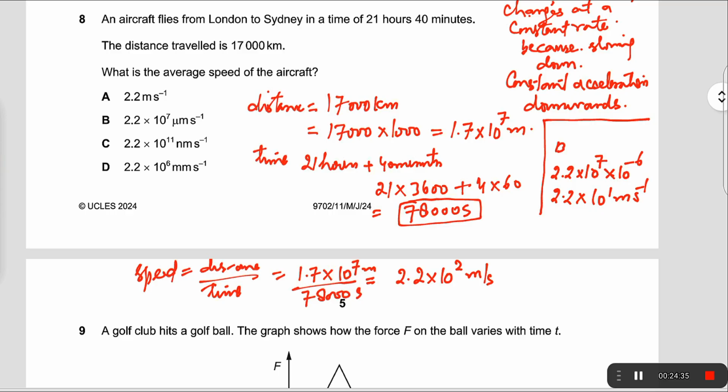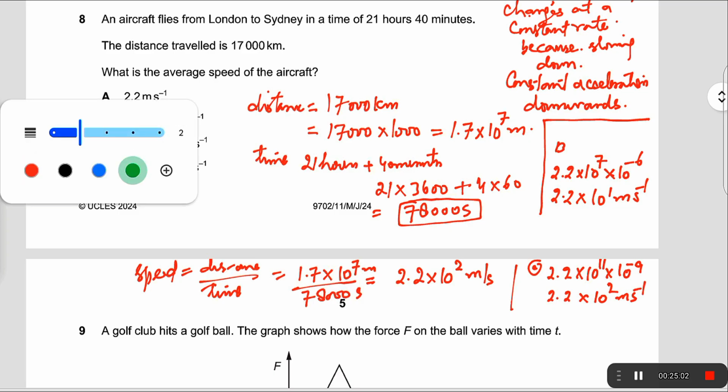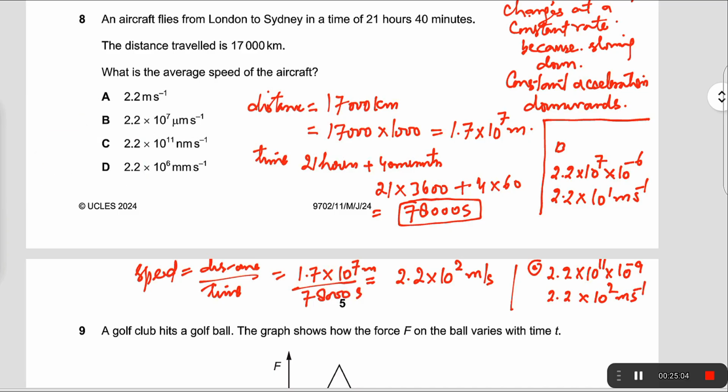I will check the C option. It is 2.2 multiplied by 10 raised to the power 11 nanometers per second. Nano is 10 raised to the power minus 9, so this is 2.2 multiplied by 10 raised to the power 11 minus 9, that is 2.2 multiplied by 10 raised to the power 2 meters per second. So which is the correct option? C option is the correct one. I hope you understand it very well.